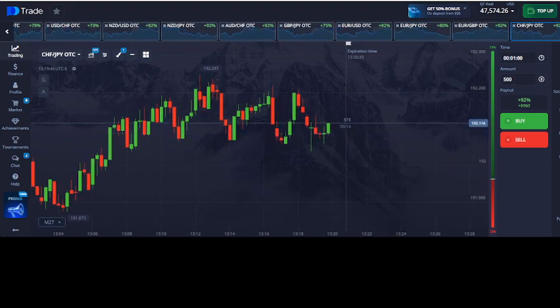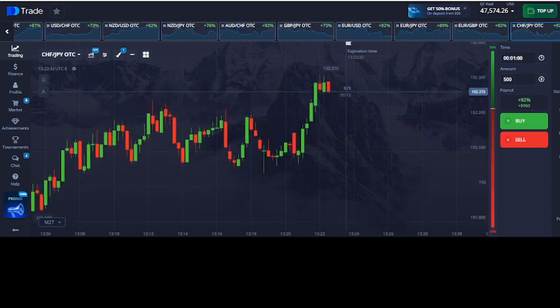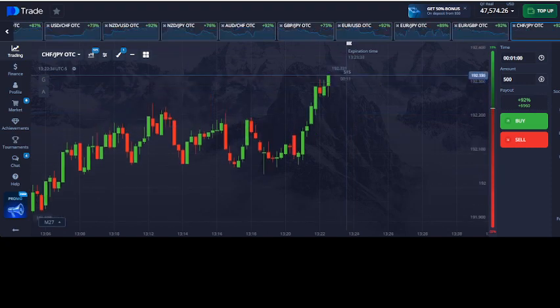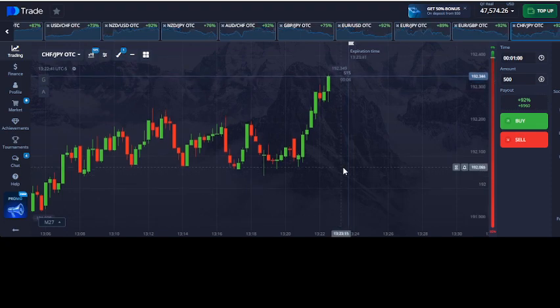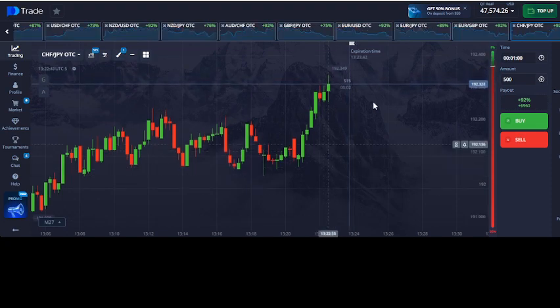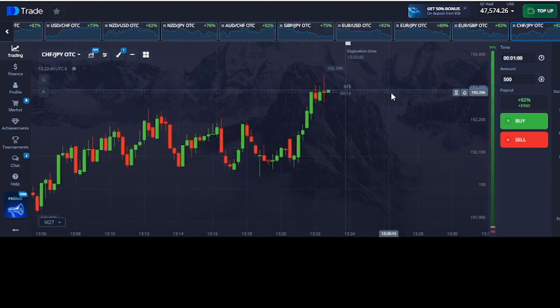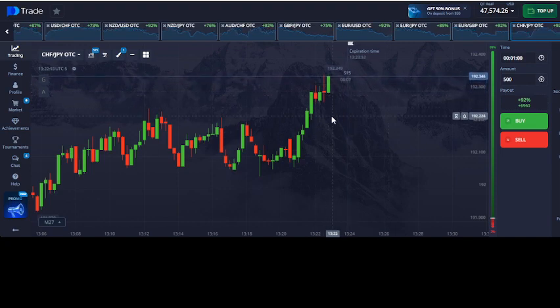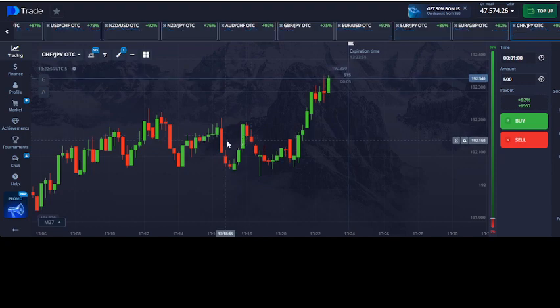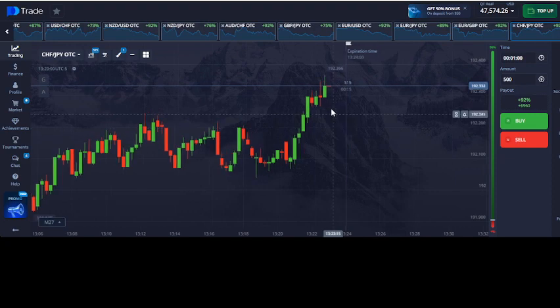So let me pause the video for a second here and come back and look for more gaps. Okay, so I'm back looking for candle gaps to do this candle gap trading strategy. Let's see here. All right, this could be a breakout to the upside here.